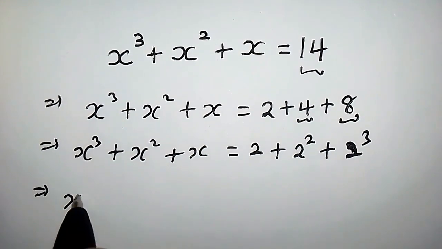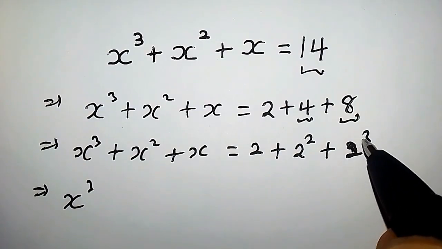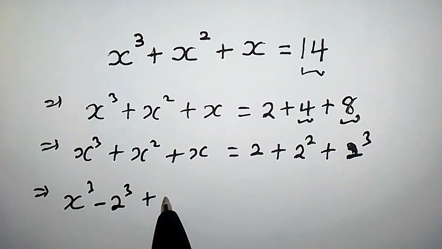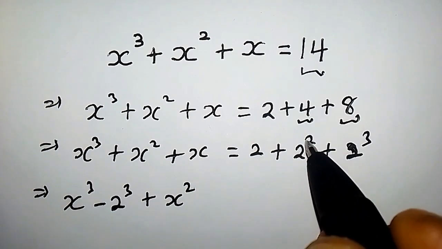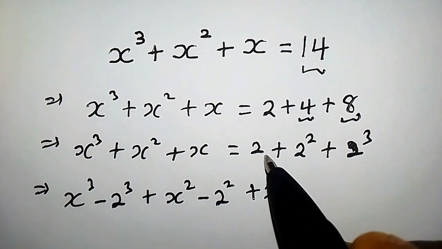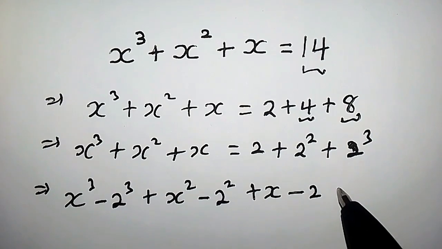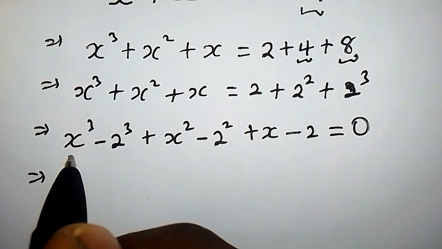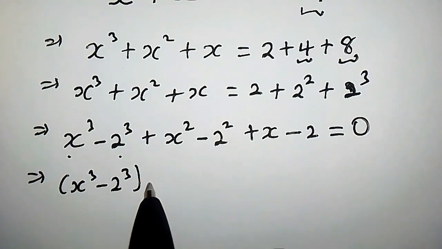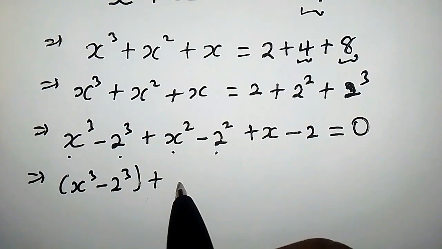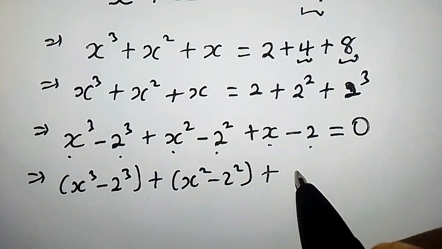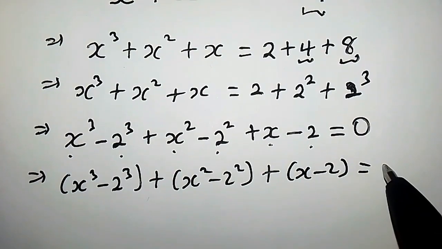Let's continue. x cubed. Now let us move 2 cubed to the left hand side. That will be minus 2 cubed plus x squared. Moving 2 squared also to the left hand side, we have minus 2 squared plus x. Moving 2 to the left hand side, we have minus 2 equal to 0. I can put these in brackets. So I have x cubed minus 2 cubed, plus x squared minus 2 squared also in brackets, plus x minus 2 also in brackets, everything equal to 0.